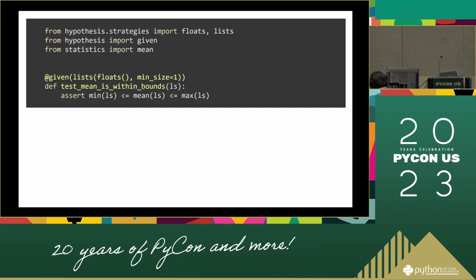To look at that, we might test, given some list of floats, which is non-empty, that the mean is between the minimum and the maximum, inclusive. We have to specify min_size equals 1, because the min function will just raise an error on an empty list. So what do we expect to happen here?